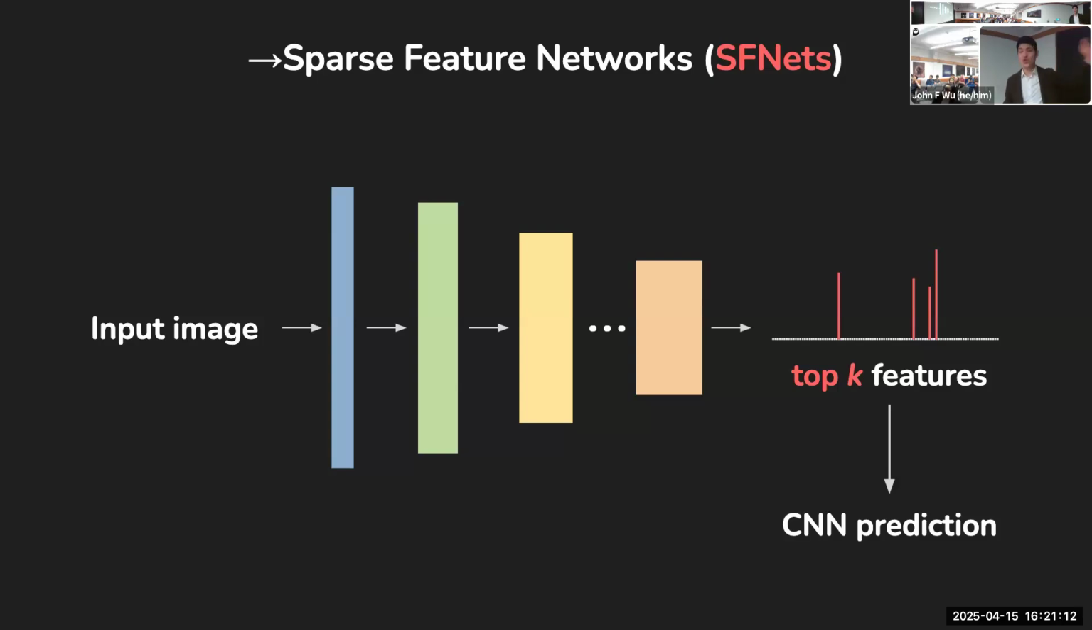And critically, I'm training it with this in the loop. This is not done post hoc. This is done during training. So the gradients must flow backwards. In other words, you must adjust all of your neural networks so as to accommodate the fact that only a few features are being activated at any time.